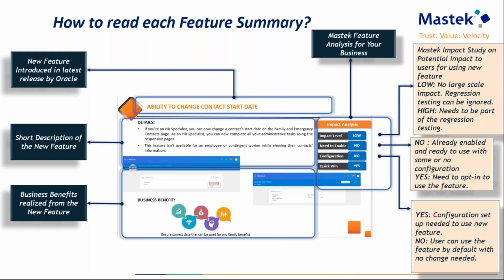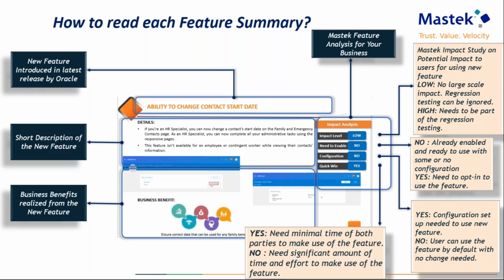Then the next is configuration required or not. If it's yes, then configuration setup is needed to use the new features. And if it's no, then the user can use the feature by default with no change needed. Then the next is quick win. If it's yes, then we need minimal time of both parties to make use of this feature. And if it's no, then we need a significant amount of time and effort to make use of the new feature.